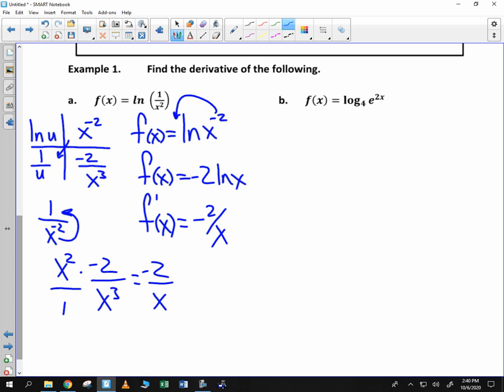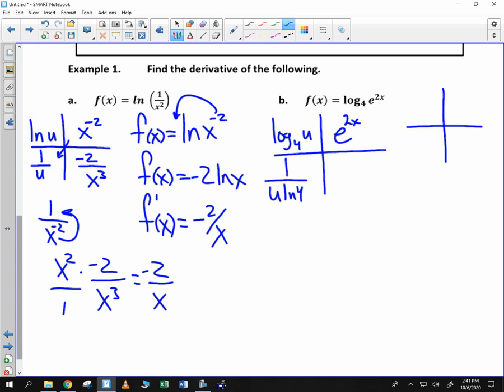This one, f of x equals log base 4 of e to the 2x. So I set it up. I have log base 4 of u, and I have e to the 2x. The derivative of log base 4 of u is 1 over u times the natural log of 4 in the denominator. The derivative of e to the 2x, I wonder if you've caught on to this by now. e to the u and 2x, the derivative is 2, and the derivative of e to the u is e to the u, so I get 2e to the 2x. Notice we don't even really need to make this u substitution anymore.